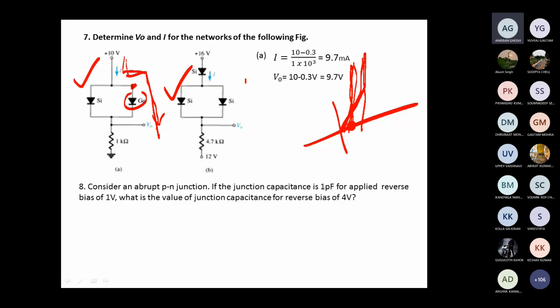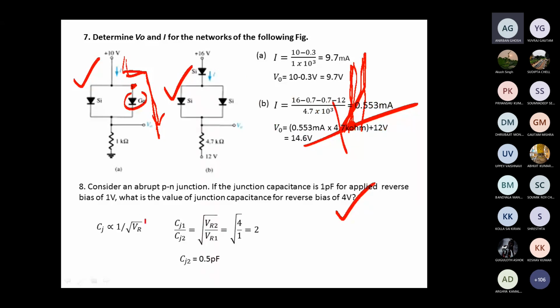Similarly, one junction capacitance problem I am giving here. As I told, junction capacitance is inversely proportional to the square root of the reverse bias voltage. So that type of problem is there. Okay.